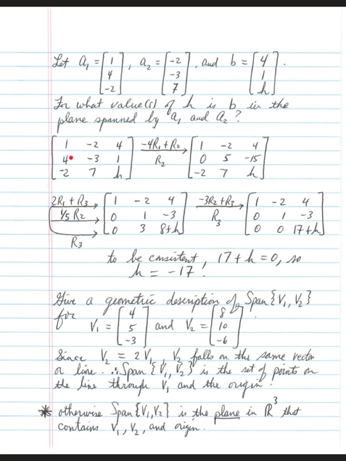Negative 4 plus 4 is 0. Negative 2 times negative 4 plus negative 3. Again, we're following these sets of instructions or operations. Negative 4 times negative 2 is 8. Minus 3 is 5. Negative 4 times 4 plus 1 is negative 15.